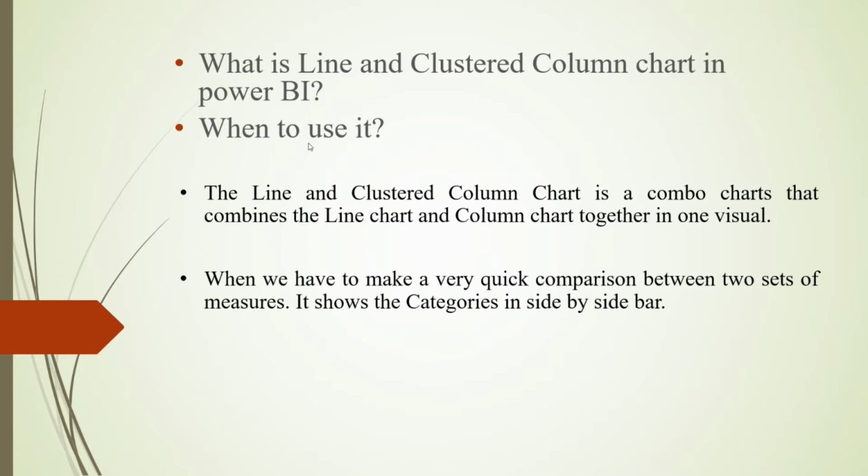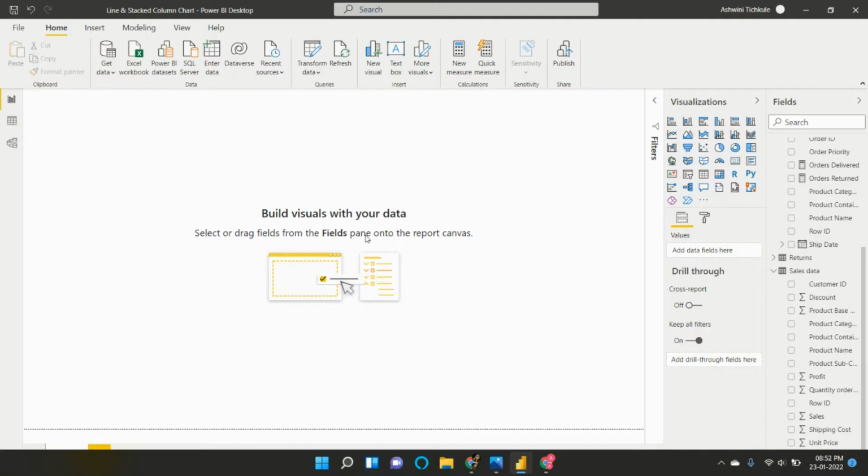And when do we use it? For making a very quick comparison between two sets of measures, and it shows the categories in side by side bars. Okay, so let's see it in Power BI Desktop, how to create it.